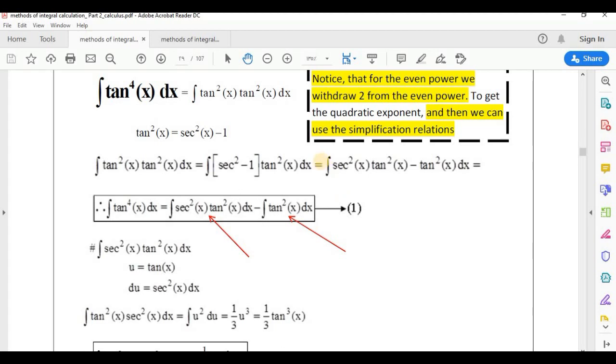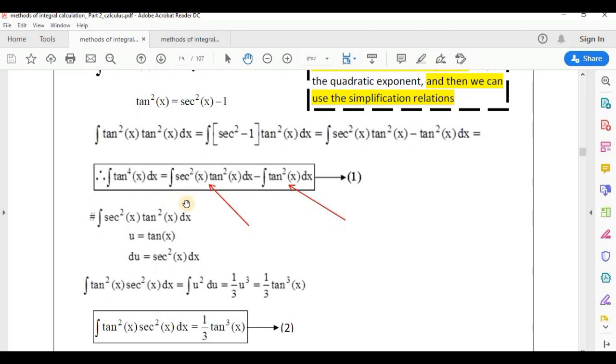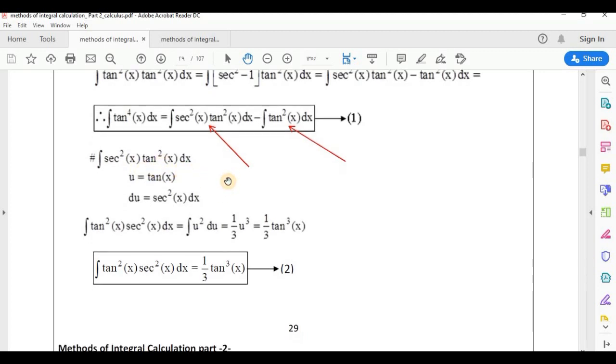From the integral property, we will distribute the integral over the function. So the integral becomes the integral of this function minus the integral of this function, and we will call this equation number 1. We will try to solve this part first: the integral of sec square x multiplied by tan square x dx. How will we solve it? We will use the substitution method.